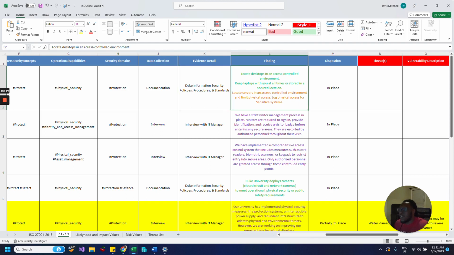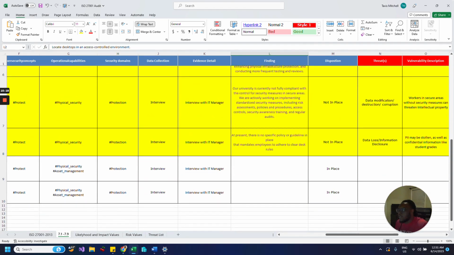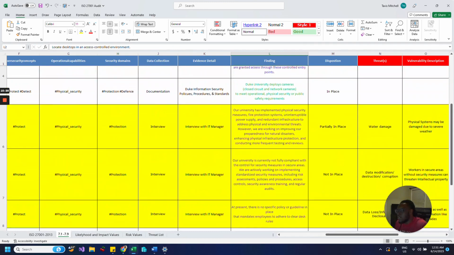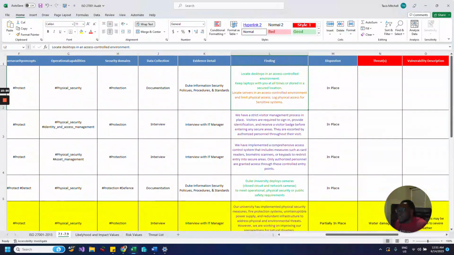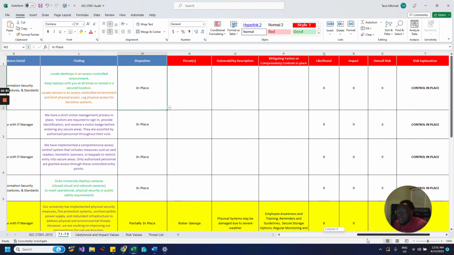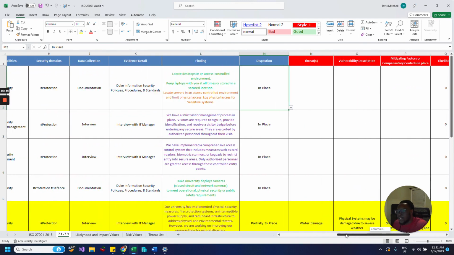Remember, these are the findings. Okay. These are all the things that I just read out. Everything that I just read out. All right. If the control is in place, everyone, in the disposition, we just need to put in place. There's no need to do a risk assessment on a control that's in place. Remember that from the last one, okay?